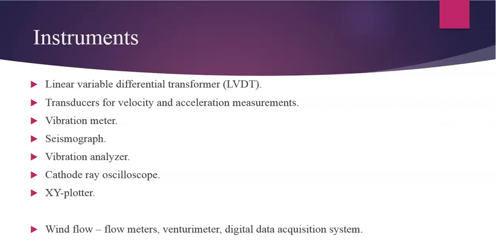Vibration can be measured using several instruments, such as the linear variable differential transformer, which is a type of electrical transformer used for measuring linear displacement. Transducers for velocity and acceleration measurement. Vibration meter, a digital meter used to measure vibration. Seismograph, used to measure earth vibrations. Vibration analyzer, cathode ray oscilloscope and XY plotter.